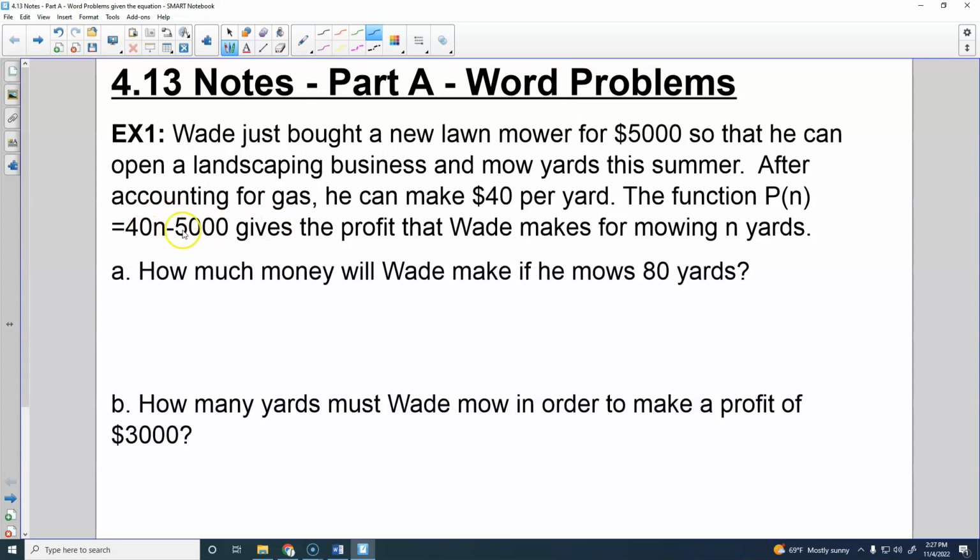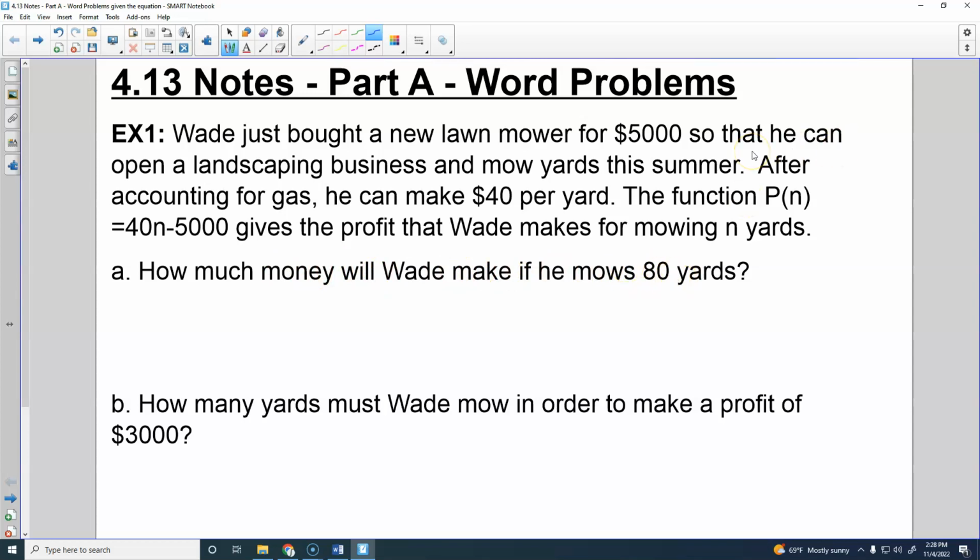So at first, if you bought this $5,000 lawnmower and you mowed 1 yard, that would not be ideal because you would be in the hole, right? You would be down $4,960, right? So I want to know how much money will Wade make if he mows 80 yards.